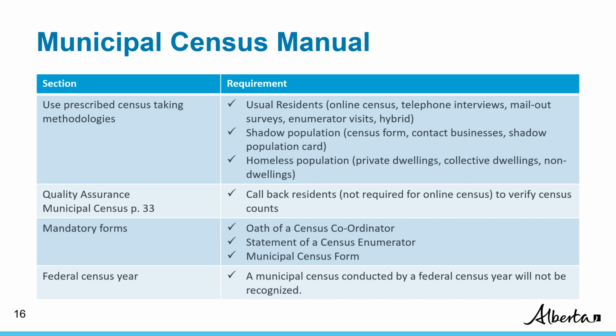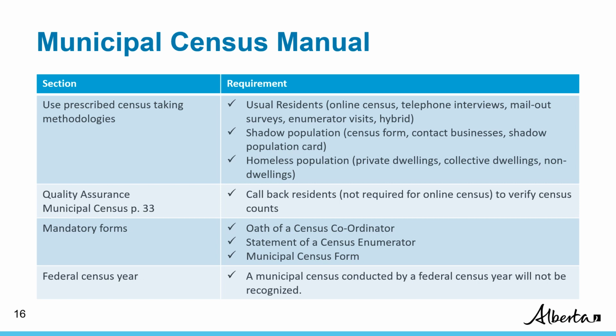We are proud to introduce two methodologies in the Census Manual for counting shadow population and homeless people. Again, please refer to the Census Manual for clarification in terms of how these counts should be undertaken. The census also must undertake quality assurance activities. Census coordinators, who are the people in charge of the overall census, must take steps to ensure the data is accurate. For more details on quality assurance, please refer to page 33 of the Municipal Census Manual.